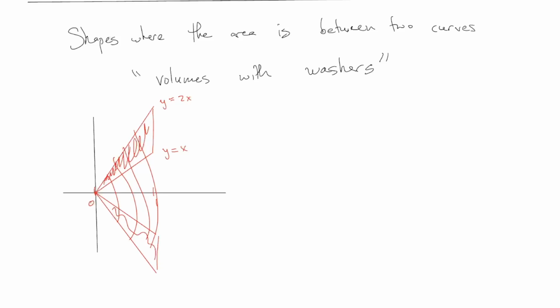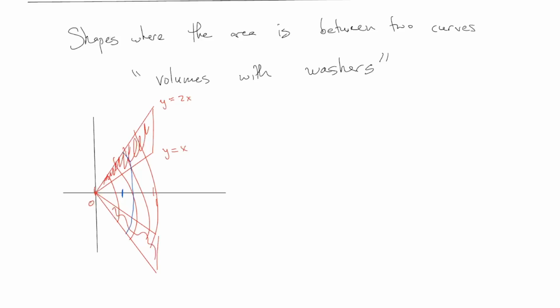So why is this called volumes with washers? It's because you cannot just use our basic formula here, like volume equals pi times the integral of f of x squared, because we don't just have one function, f of x. We actually have two different functions, and we have to decide how to handle those two different functions. Now, why is it called the washers? It's because, again, you want to imagine slicing this shape up into a bunch of little slices. In this case, let's take a slice right there.